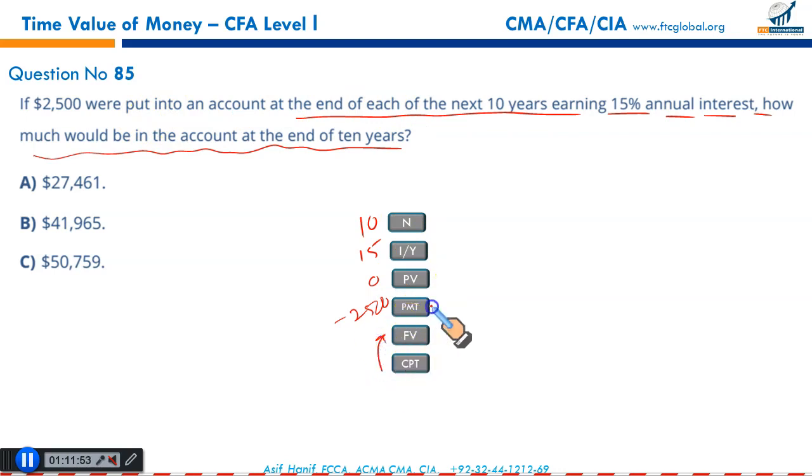Put in the numbers, punch in the keys, CPT FV, and you get your result. It's 50,759.30, as simple as that.